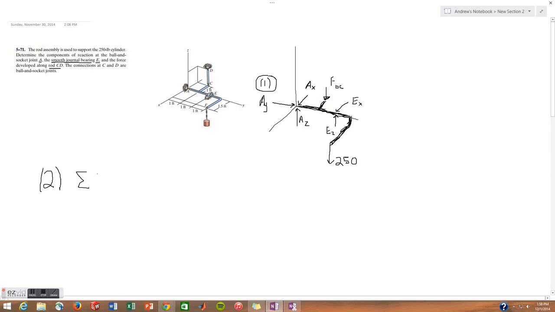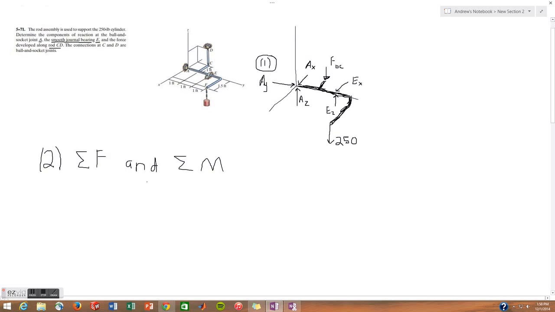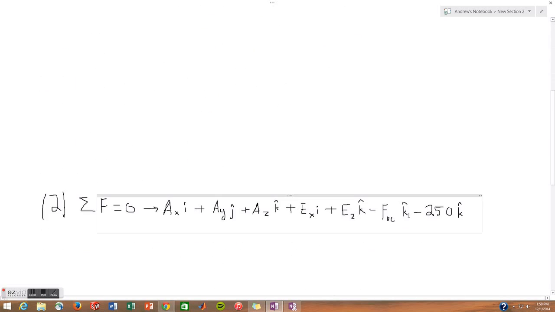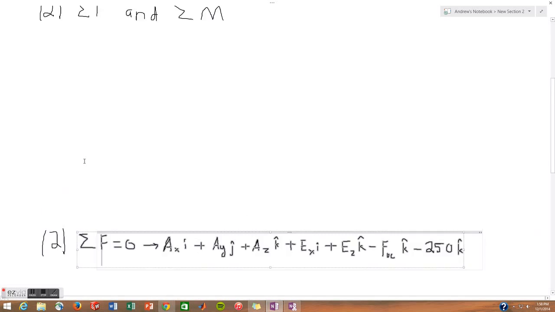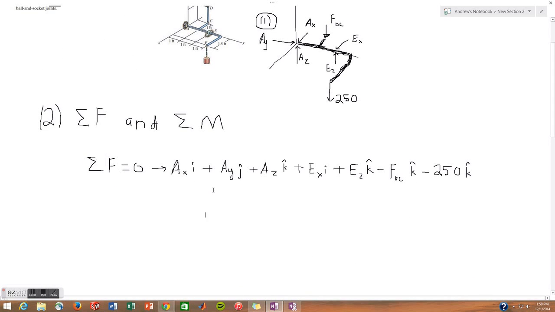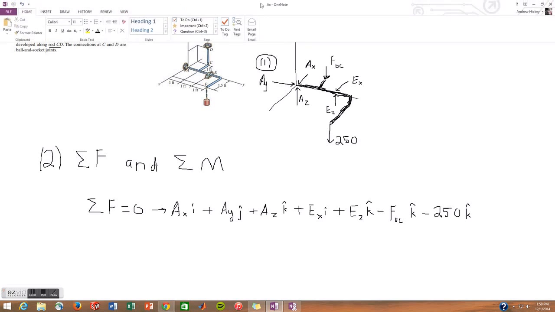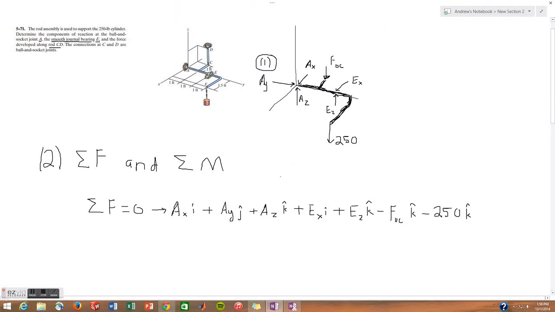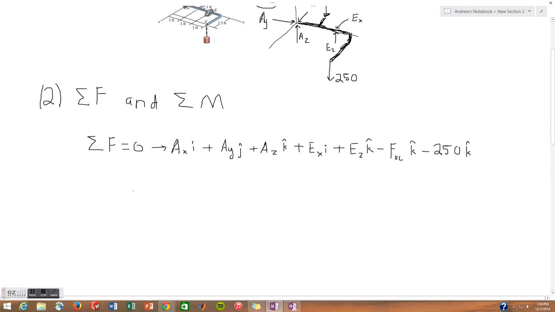The second thing we do is the sum of the forces and also the sum of the moments. I already drew this out to save some time, so here's the sum of the forces. I just combined all the forces as I drew in the force diagram. The AX is in the I direction, AY in J, AZ in K, and EX is in the I, EZ in the K.